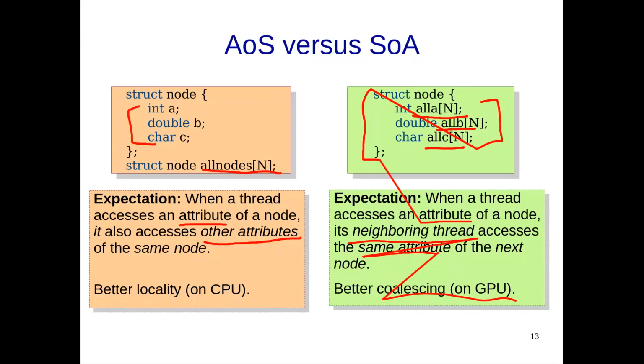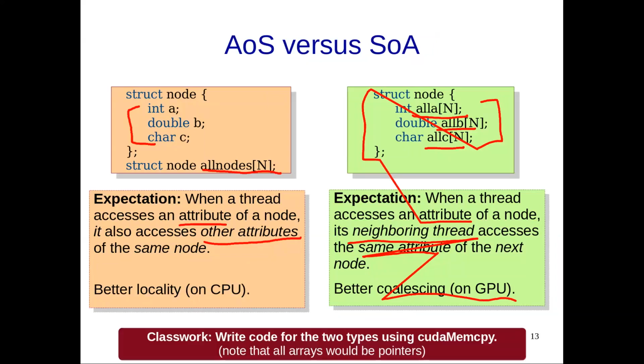All right, I don't see any questions, so I'll move ahead. Can you write code for the two types using CUDA memcopy? So all arrays will get converted into pointers because you want to move it to the GPU. But in the interest of time, I'm going to show you the code.